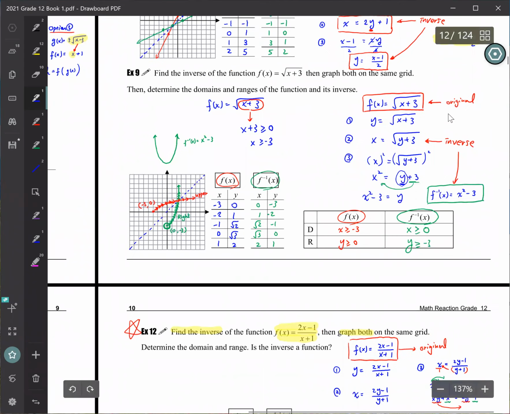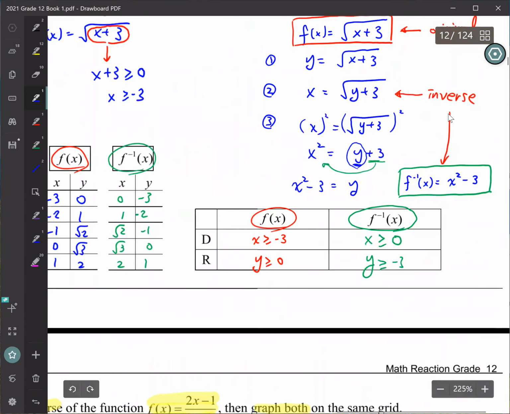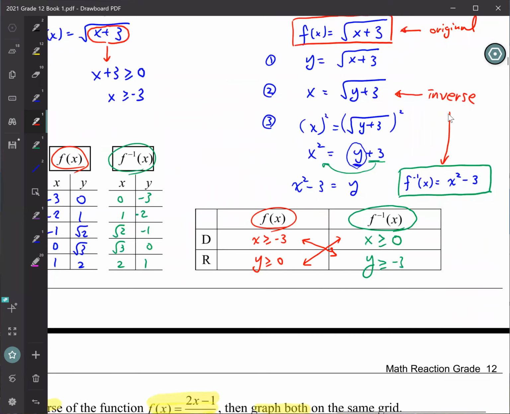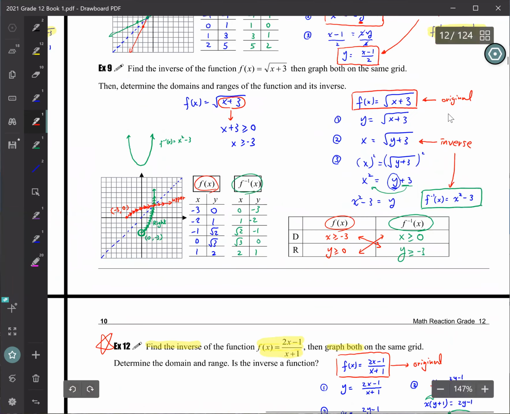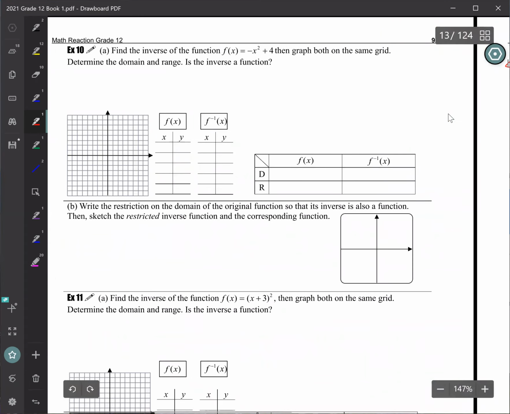And one more thing is the domain and range. They also got swapped. Okay, f of x, f inverse of x, right? Domain, range. What used to be the domain becomes the range, and what used to be the range becomes the domain. Okay, so basically those are the things that you need to remember. We'll go to question 10 now.